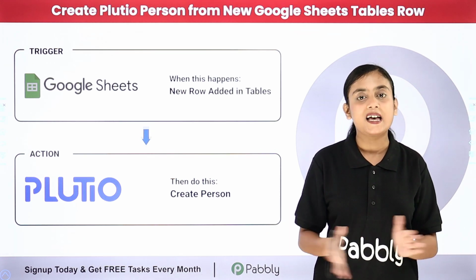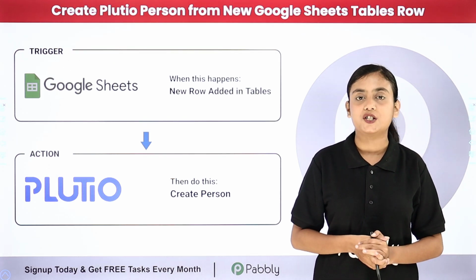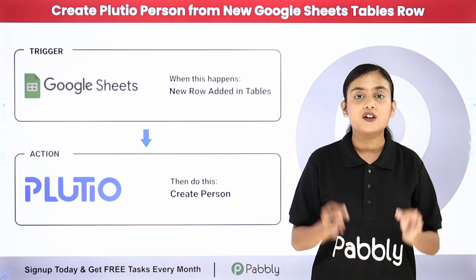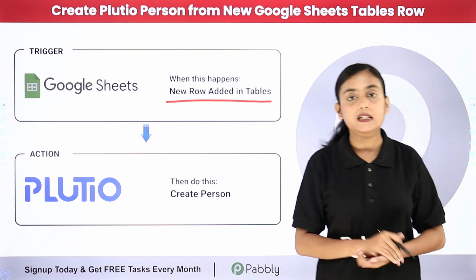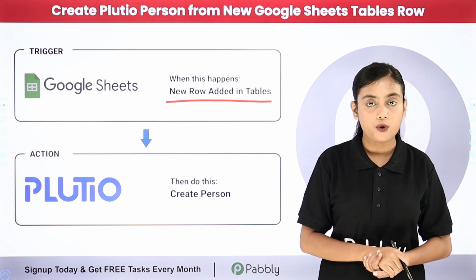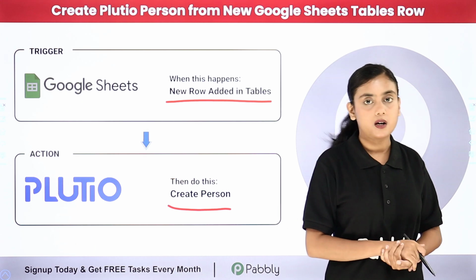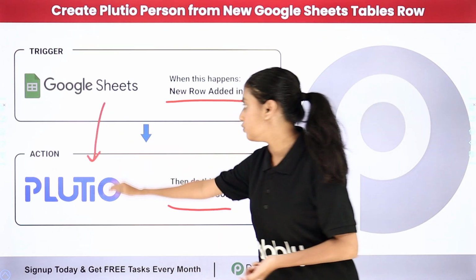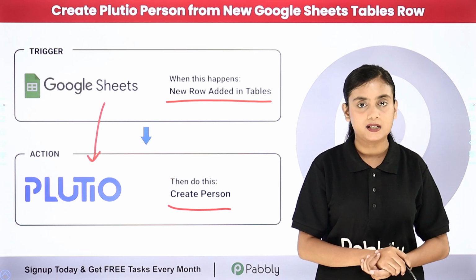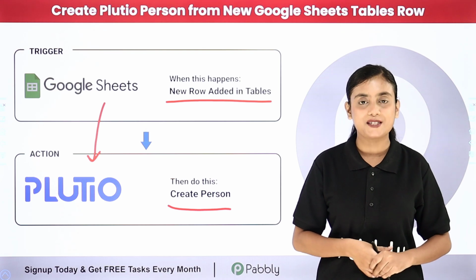So what I did was, I simply created an automation using Pabbly Connect, which is an amazing automation and integration software. In this automation, as soon as I enter the data of the lead in my Google Sheets tables row, that lead is automatically created as a person in my Plutio account. For that, I'm going to create an automation between Google Sheets and Plutio with the help of Pabbly Connect. So if you want to learn about this amazing automation, let me take you all to my screen.